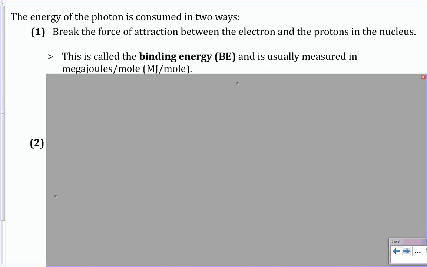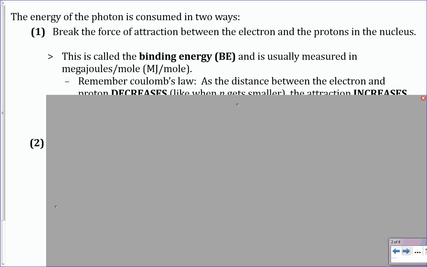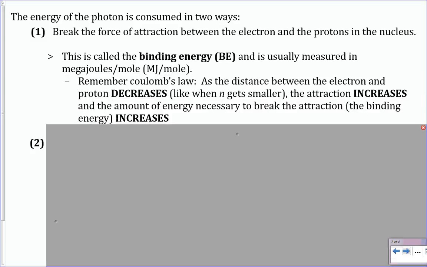Now, typically, this is going to be measured in megajoules per mole. So you'd be looking at the megajoules of energy needed to remove a mole of that particular electron. One of the things that has a great effect on this, remember, is Coulomb's law. As the distance between the electrons and protons decreases, so we're going from the 2s energy level to the 1s energy level, the attractions increase by Coulomb's law, and the amount of energy necessary to break the attractions would then increase as well.